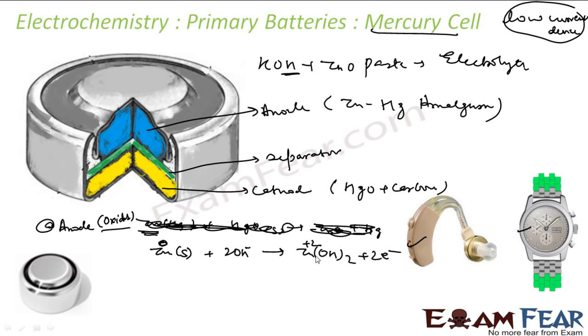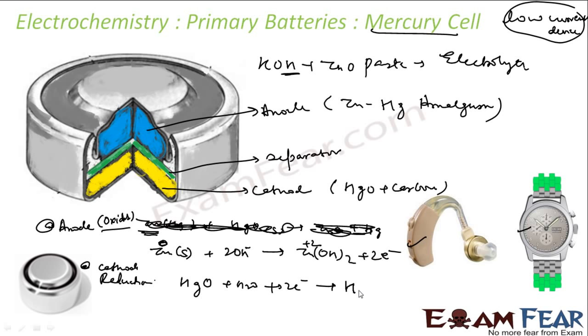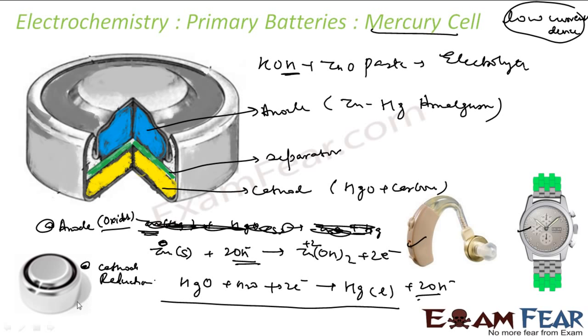There is oxidation happening. Now if we talk about reduction, that will happen at the cathode, the yellow area. My HgO will react with water that is also in the paste, and it will take 2 electrons. It will form Hg in liquid form and 2OH-. It will go back to the paste, and the same 2OH- will be used here, correct?